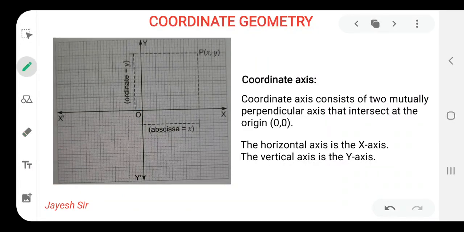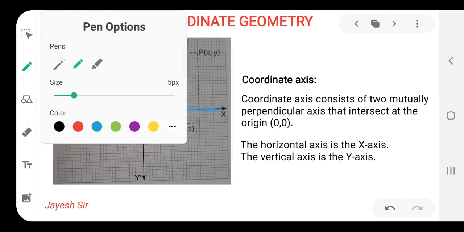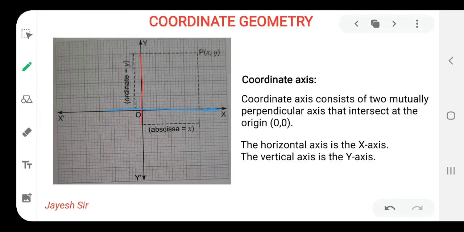Now, this is the horizontal axis. We know the horizontal axis is the x-axis, as we have discussed. The vertical axis, which means this axis, is the y-axis. We have discussed this, and you are all familiar with it.